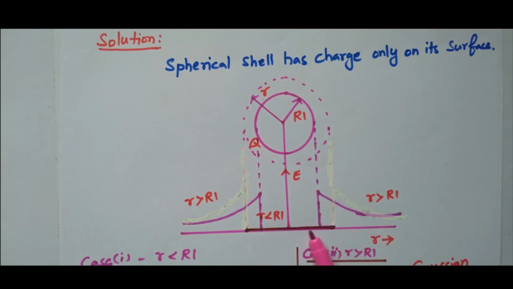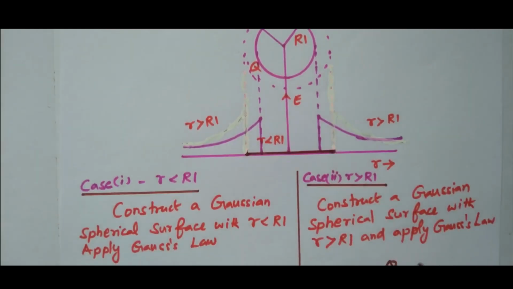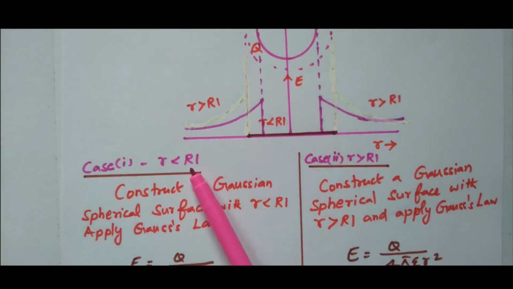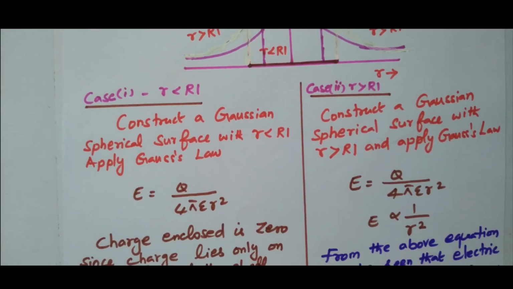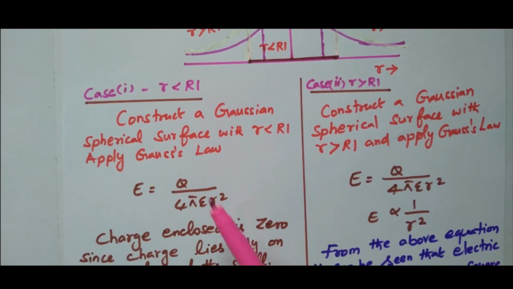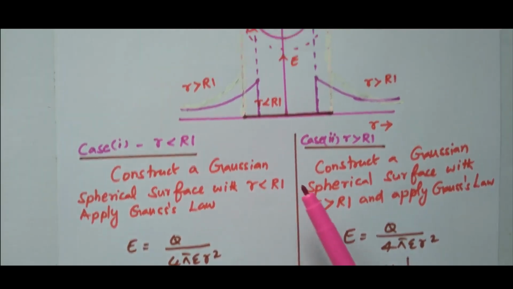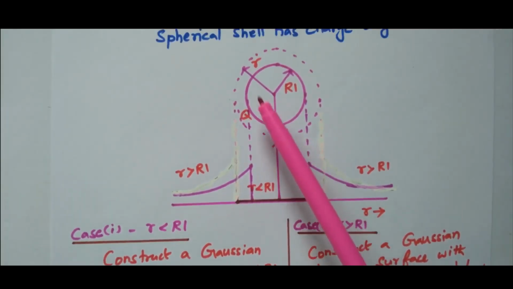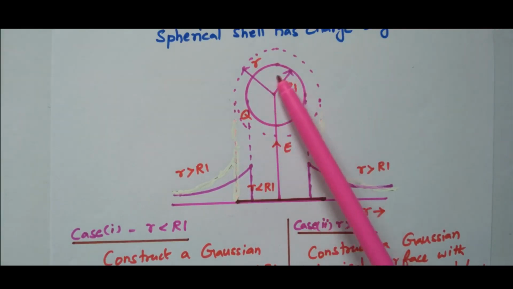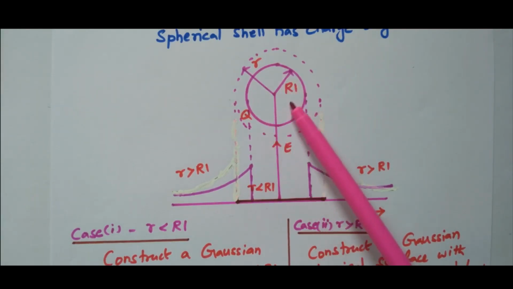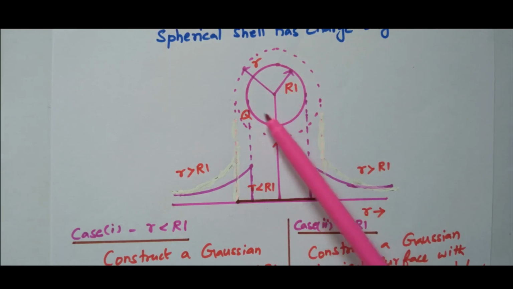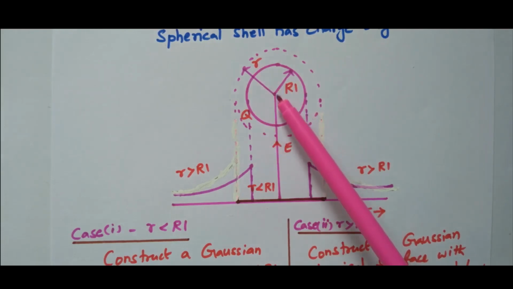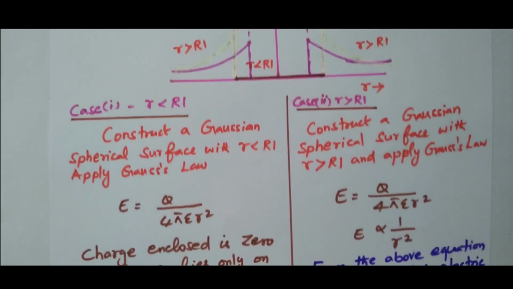So this is the first condition, where we first consider r is less than r1. That is, the imaginary radius is less than r1. What is the meaning? The imaginary surface is available inside the spherical shell. If r is less than r1, the Gaussian spherical surface is available inside. This r is available inside, right?